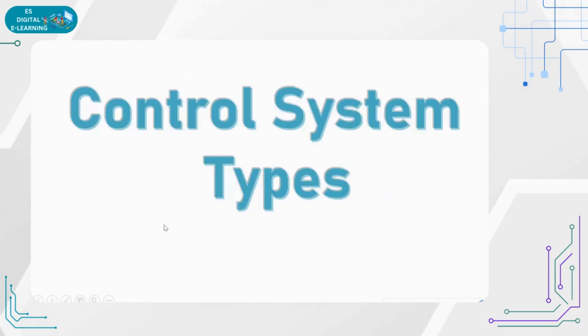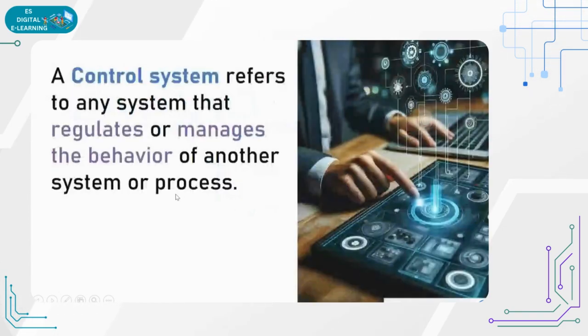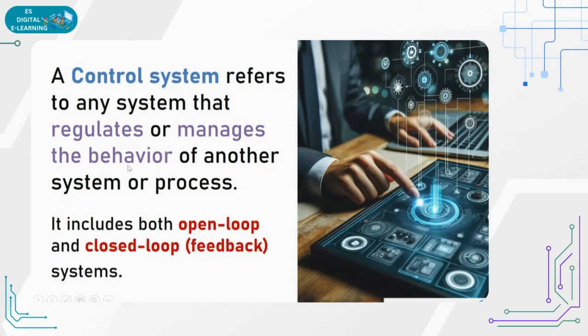Why do we need to understand this? Because to understand the control system and what differences it has, we went into what the control system types are. The control system refers to any system that regulates or manages the behavior of another system or process. That is the main definition of the control system, and it includes both open loop and closed loop. Open loop means without feedback, closed loop is with feedback.